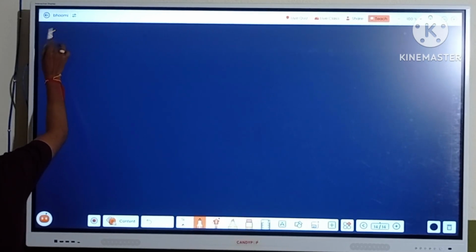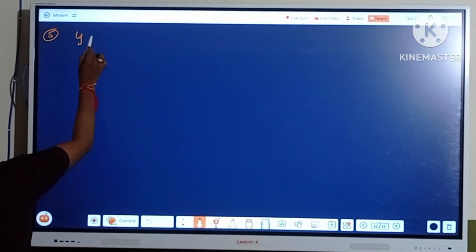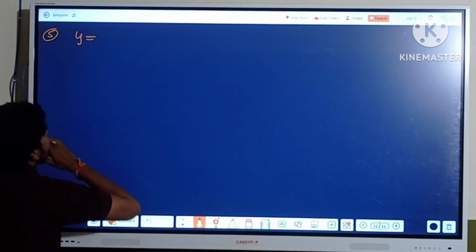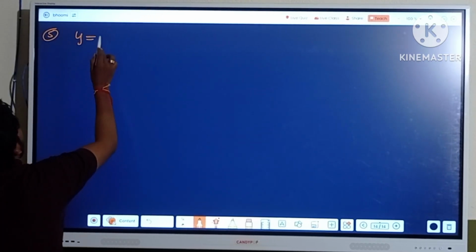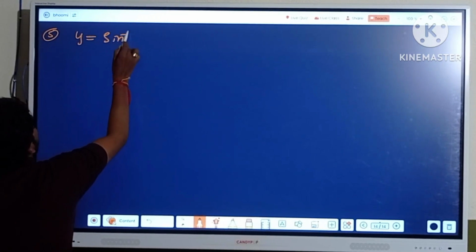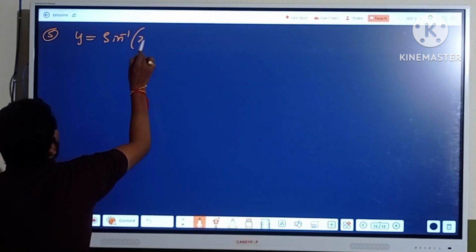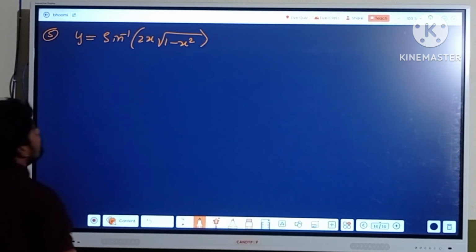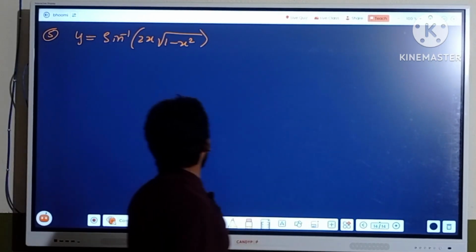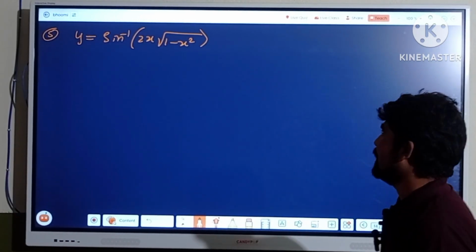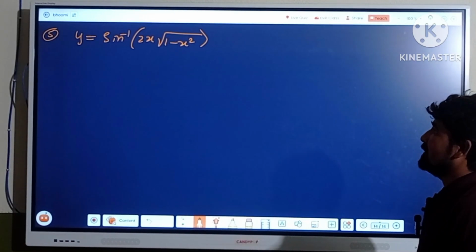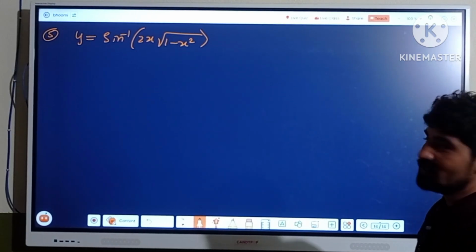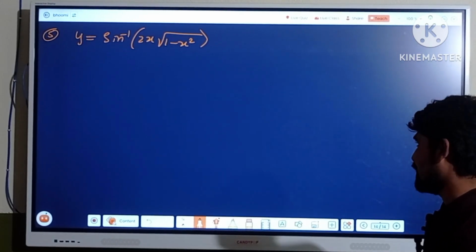Find dy by dx if y is equal to sin inverse of 2x into square root of 1 minus x square. So now we need to find the derivative of this. y is equal to sin inverse of 2x into square root of 1 minus x square.